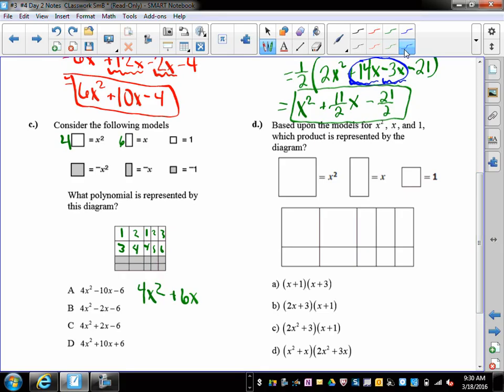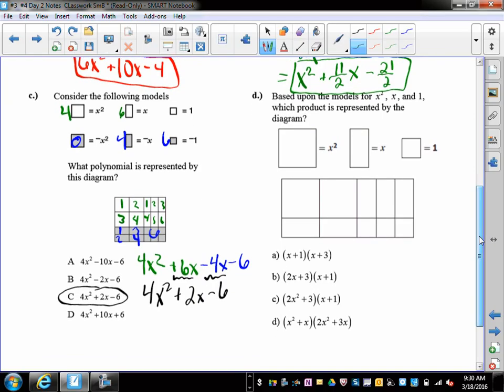How many negative x squareds? We don't have any of these, right? How many negative x's? 2, 3, 4. And how many little negative ones? Okay, you guys are fast. So we don't have any negative x squareds, but we have 4 negative x's, so negative 4x. And we have 6 negative 1s, so negative 6. What does that combine together to give me? 4x squared plus 2x minus 6. Which one's that? C.